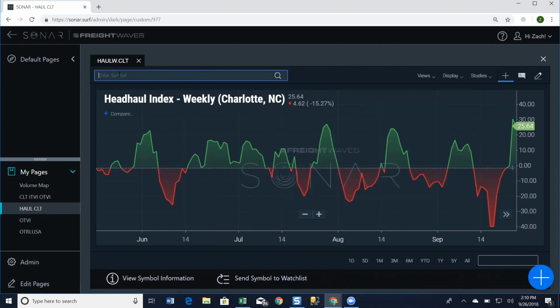So yeah, when your Headhaul Index value is 75 and it's moving down 25, it's moving down 25 index points, I should say. So it's not a real percentage per se. You would actually have to say, okay, 25 divided by 75 or 74, whatever it was, to get the percentage.